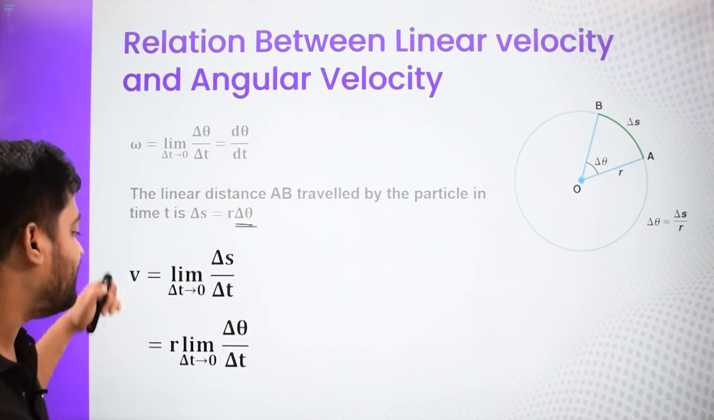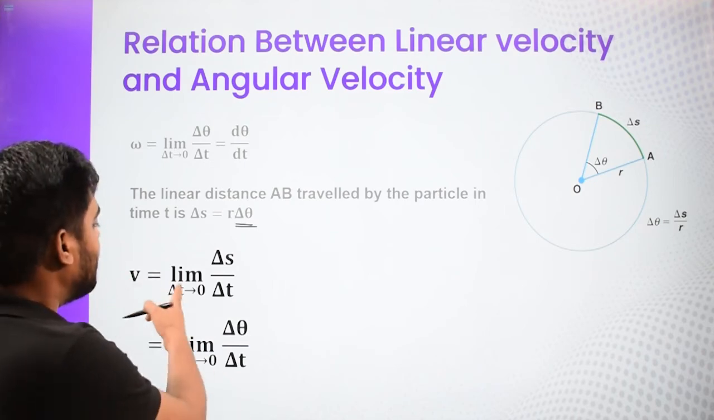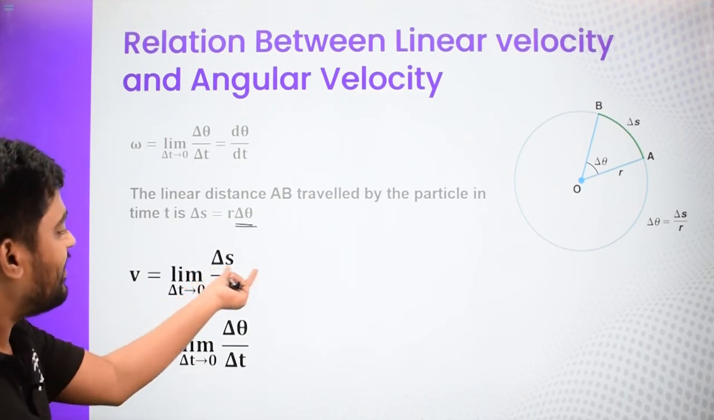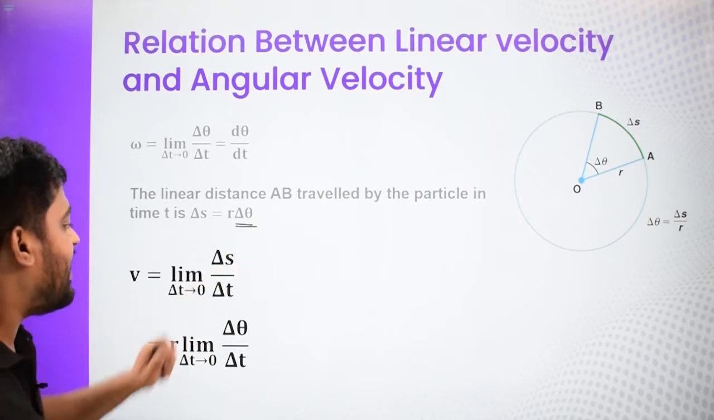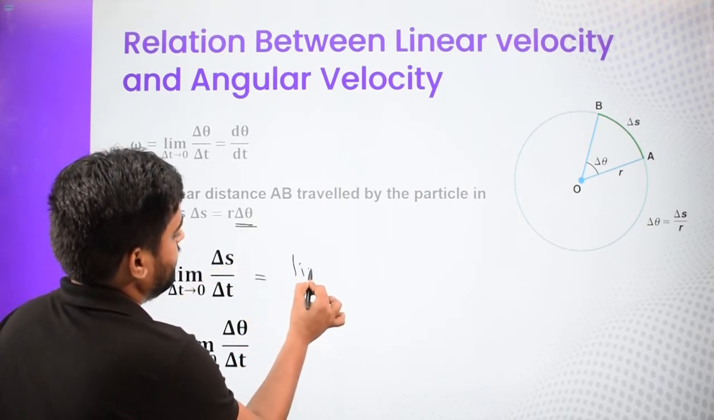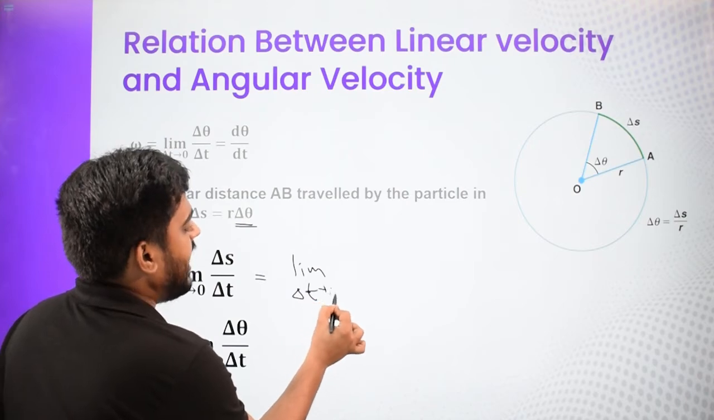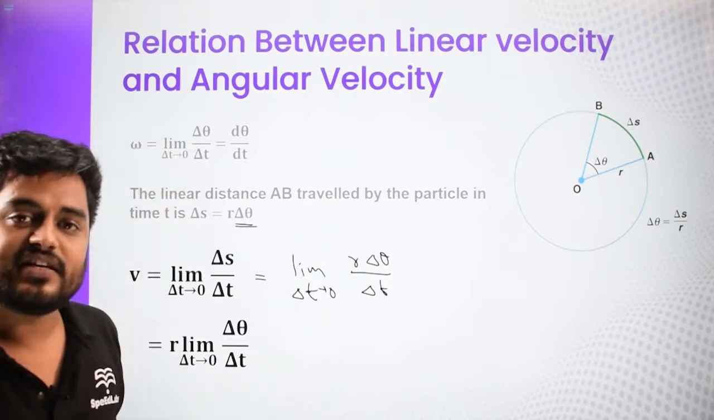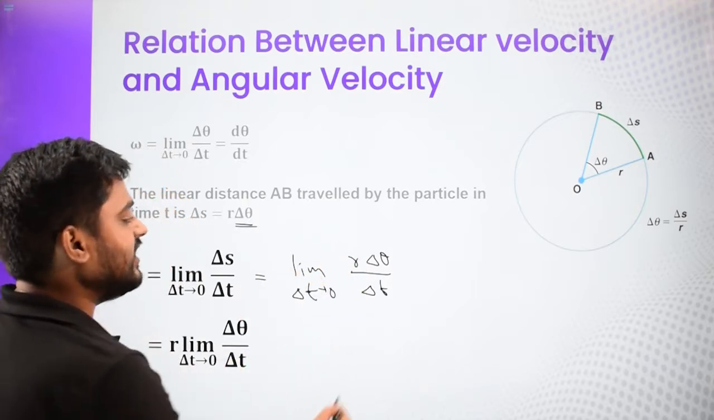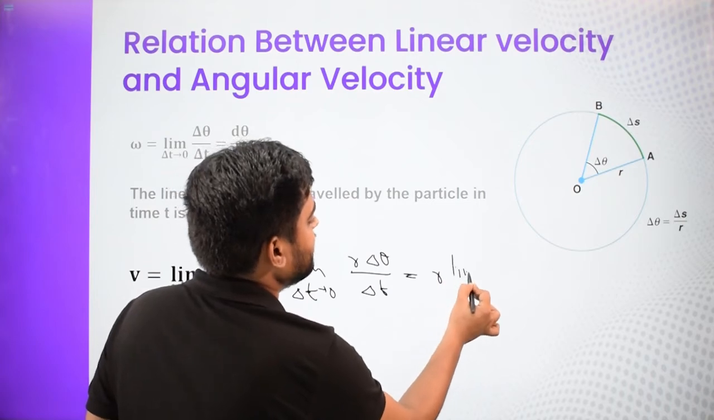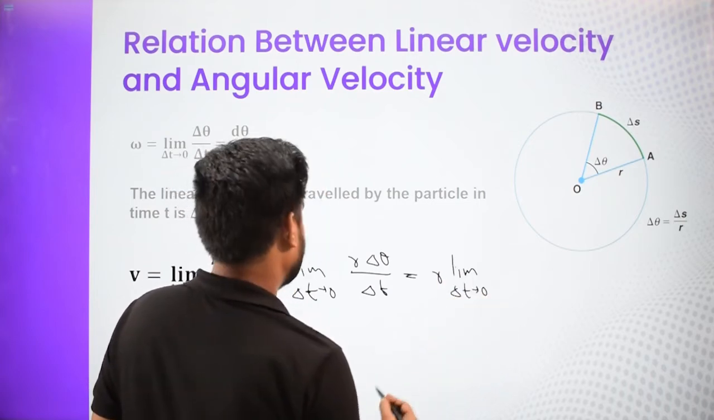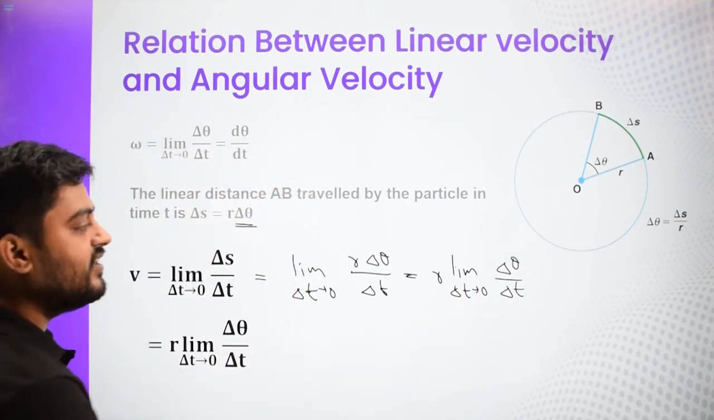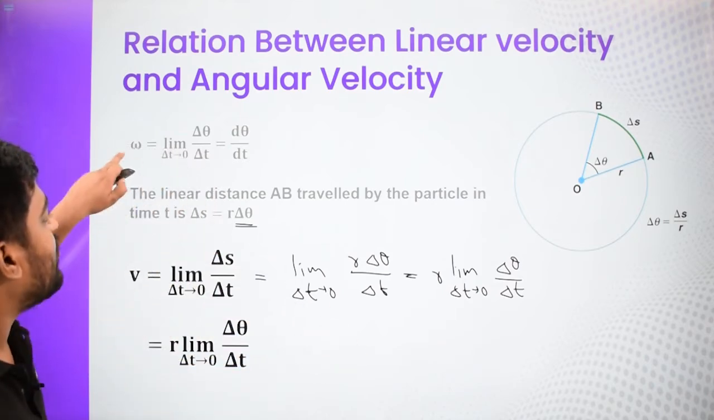We had already discussed. Now how do we define normal velocity? Normal velocity is defined as limit delta t approaches 0 of the displacement divided by time taken, or ds by dt. And now if we put s as r delta theta divided by delta t, this r is the radius of the circle which is going to remain constant. Constant can come out, so we'll say r times limit delta t approaches 0 of delta theta by delta t, and this thing is our omega, as you can see.